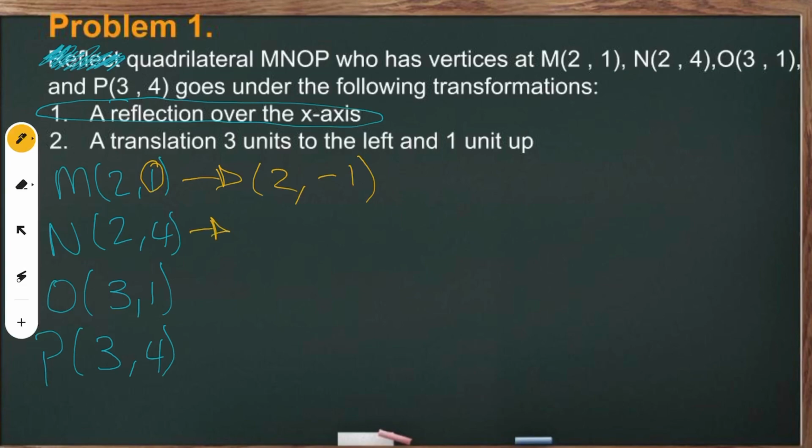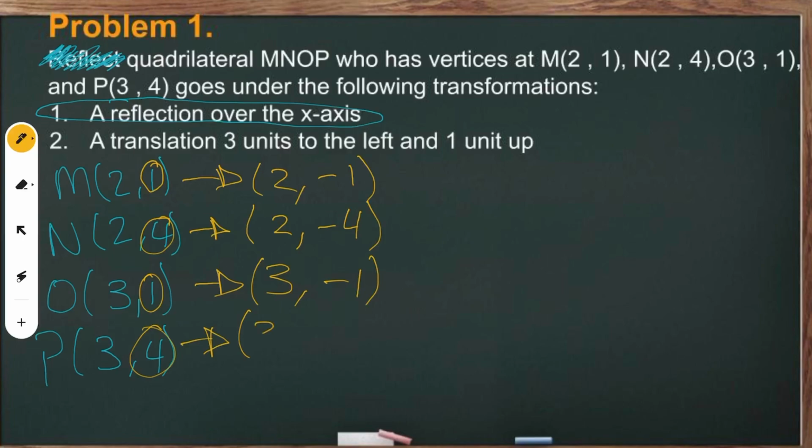For N, again, we're focusing on our y value, so that positive 4 becomes a negative 4. So we will have -2, comma, negative 4. O, same thing. This positive 1 becomes a negative 1. And P, this positive 4 becomes a negative 4. So we get 3, comma, negative 4. So we're reflecting over our x-axis.